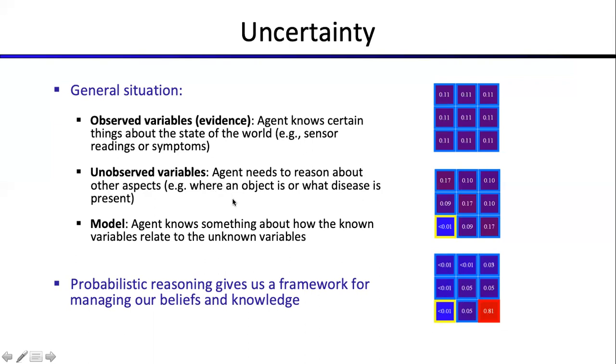Then you have the unobserved variables. These are variables which can't be measured directly. You have to infer them from the data or from the observed variables. So you know the observed variables, and from those you try to identify the unobserved variables. For example, from symptoms, you try to identify the disease. So disease would be an unobserved variable, whereas symptoms would be observed variables.